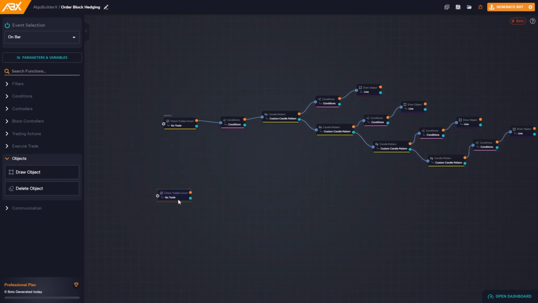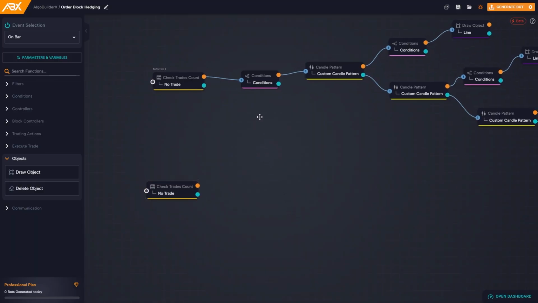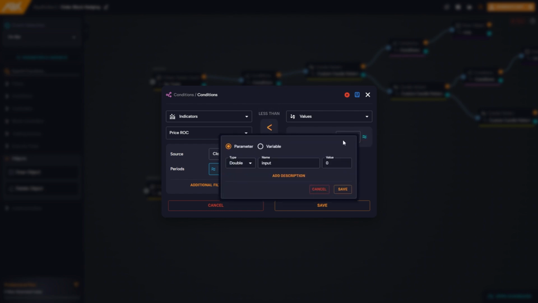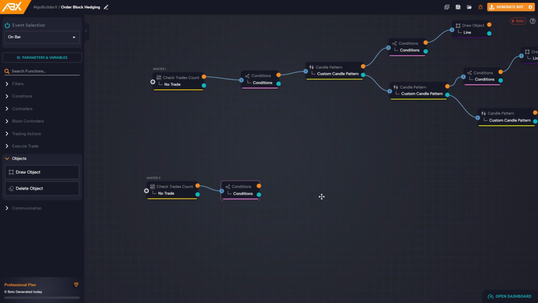Duplicate the check trades count block. Enable filters and select trade type, sell. Then, duplicate the ROC condition. But this time, since it's a bearish movement, the percentage will be negative, so create a new parameter and set it to -0.28. Make sure to change the operator to less than. So when the ROC value is below -0.28, the block activates.